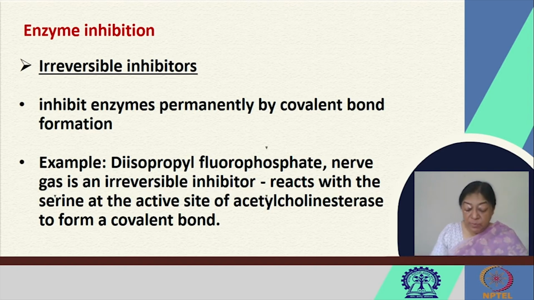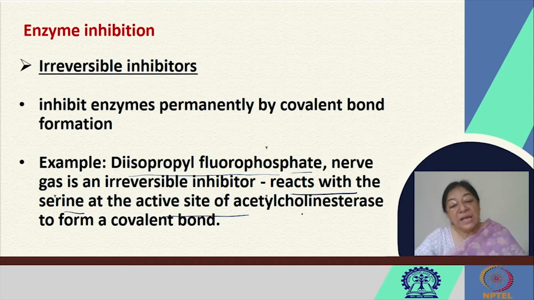An example would be diisopropyl fluorophosphate, which is a nerve gas that is an irreversible inhibitor that interacts in a covalent fashion with the serine at the active site of acetylcholinesterase to form a covalent bond, rendering the enzyme inactive.